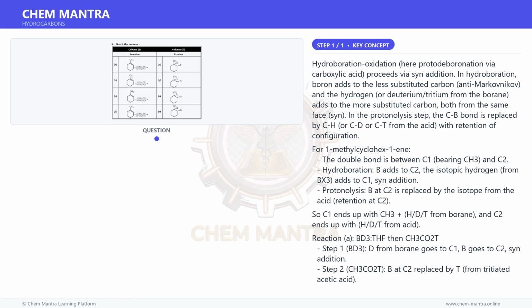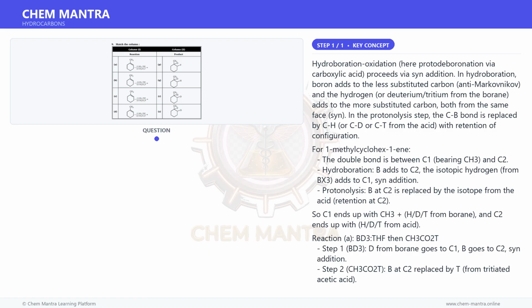So C matches Q. Reaction D: BH3, THF then CH3CO2D. Step 1, BH3: H from borane goes to C1, B goes to C2, syn addition. Step 2, CH3CO2D: B at C2 is replaced by D. Result, C1 has CH3 and H, C2 has D. This matches product R, CH3 and H at C1, D at C2. So D matches R.